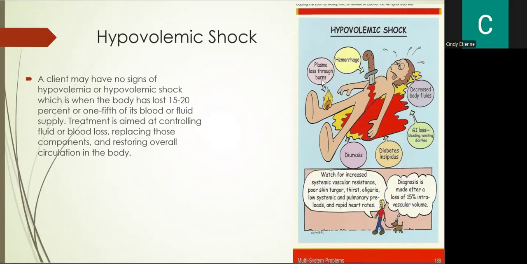why it can happen with a patient with burns. It can happen with a patient with hemorrhage, decreased body fluids when you're severely dehydrated. You have GI bleeding if you vomit or have diarrhea too much. When a patient has diabetes insipidus or diuresis, they are at risk for hypovolemic shock. And you as a nurse need to understand what the signs and symptoms are, what you need to look out for, and how you would quickly intervene.